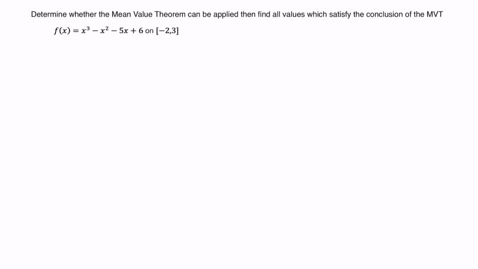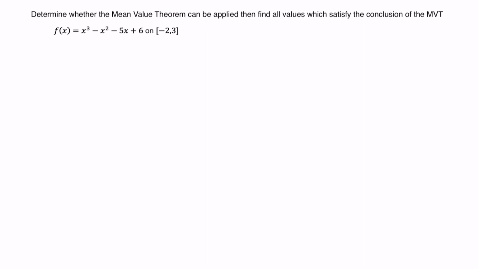Welcome. In this video, we are going to determine whether the mean value theorem can be applied. Then we're going to find any values, all values, which satisfy the conclusion of the mean value theorem. And so here I'm given a function f of x equals x cubed minus x squared minus 5x plus 6. And the interval we're given is between -2 and 3. So this tells us the interval along the x-axis.